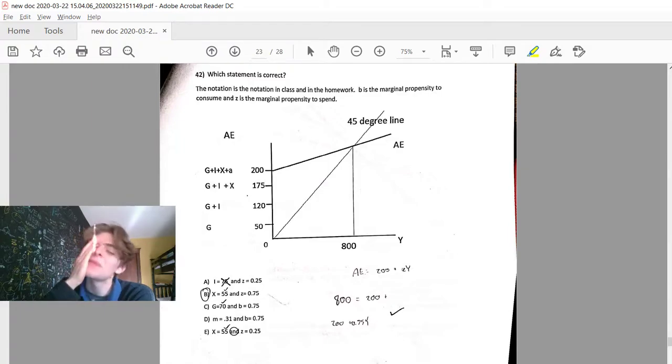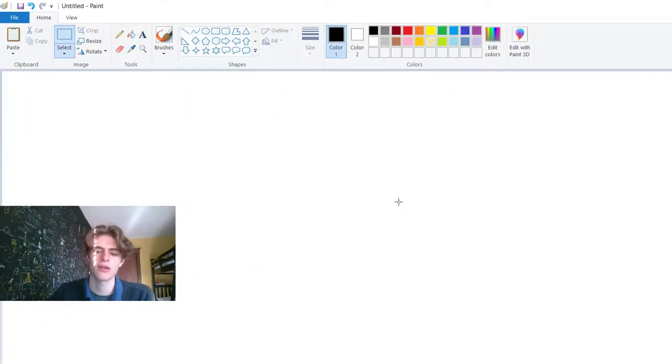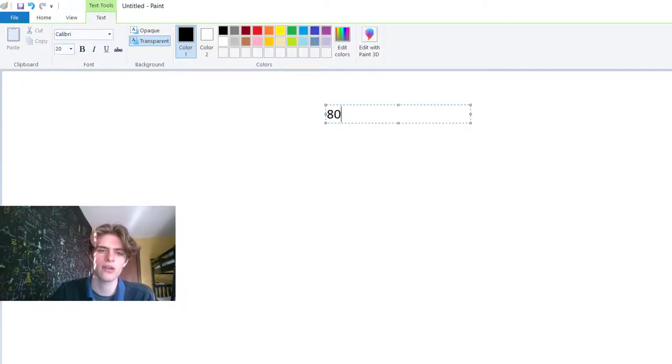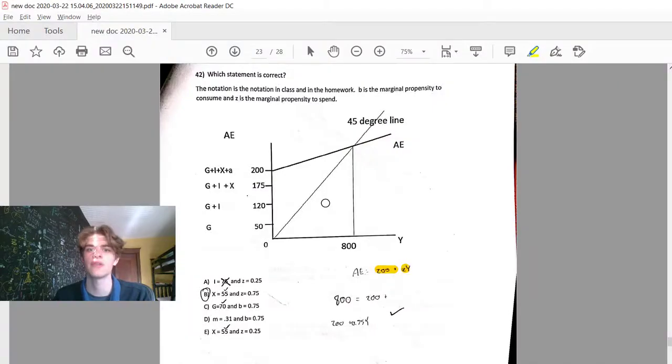So let's find out what the Z is. We know that AE is equal to its y-intercept plus Z times y. Given these data points, we get 800 is equal to 200 plus something times y. Well, we know that y in this case is also 800. So if I rewrite that, we have 800 is equal to 200 plus 800 times Z. Bringing the 200 over to the other side, you get 600 is equal to 800 Z. Z is equal to 600 divided by 800, which equals 3/4, or 0.75. So that gives us this one, and that says all the others are wrong because none of the other ones say that Z is equal to 0.75. Not even this weird one.